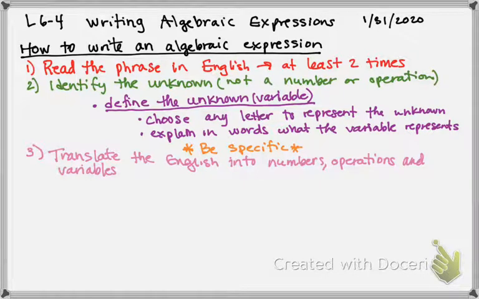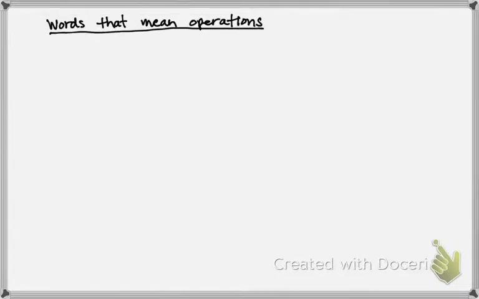So I'm going to go to the next screen because I got a lot to write, but you're still on page 1. You're maybe a third of the page down right now. So what we're going to do is talk about words that mean operations. And we're going to look at words that mean to add, words that mean to divide, words that mean to multiply, words that mean to subtract, okay?